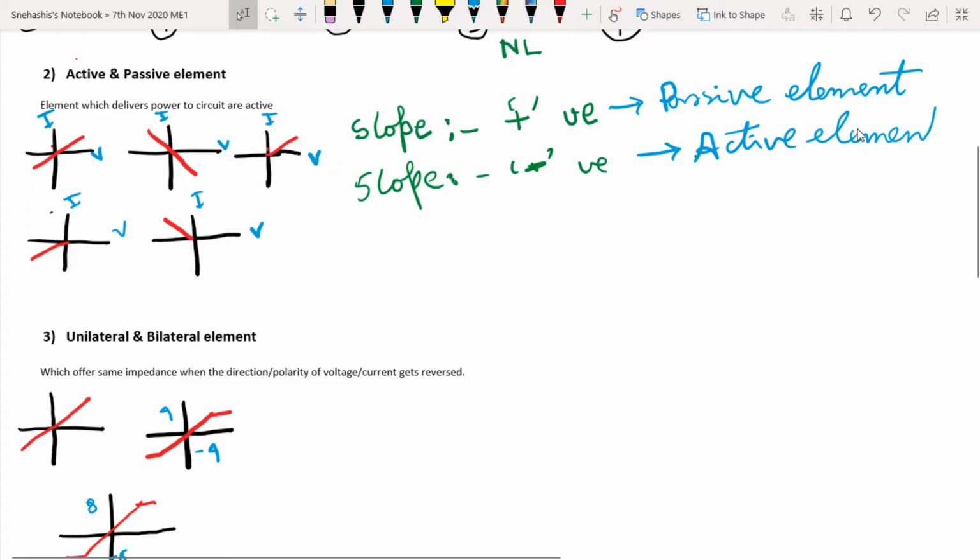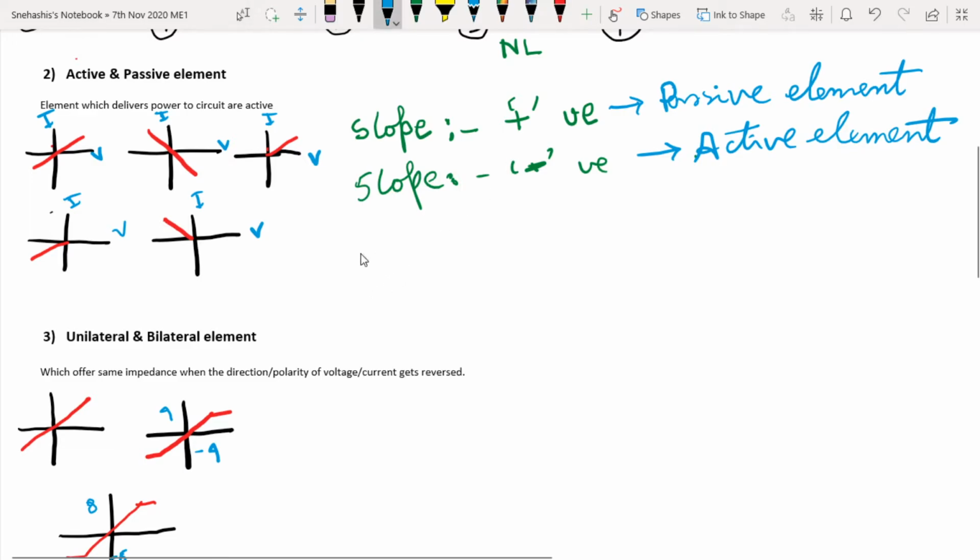active element. Okay. So according to definition, which elements are able to deliver power, they are known as active element. And if you analyze the VI characteristics of active elements, the slope is negative, and those who are not active, they are passive elements, so their slope is positive one.